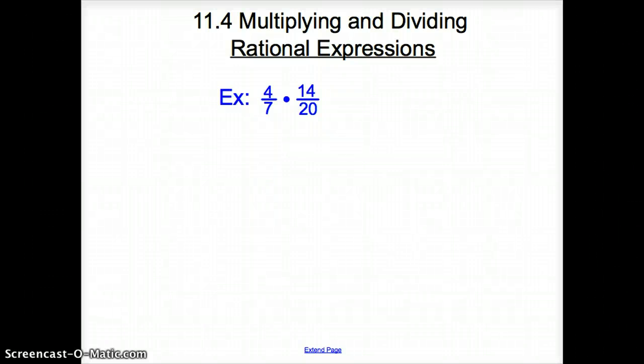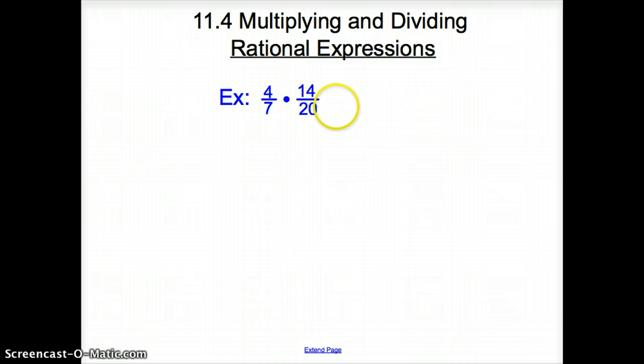Ladies and gentlemen, welcome to section 11.4, multiplying and dividing rational expressions. Well, since we are going to multiply and divide today, why don't we start off with an example on how to multiply some fractions. Please remember, when you multiply fractions, you can cancel out before you multiply because that will save you simplifying steps later.